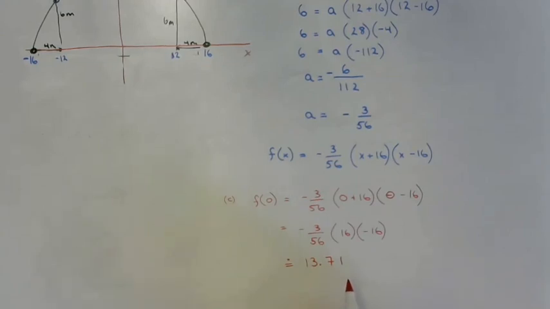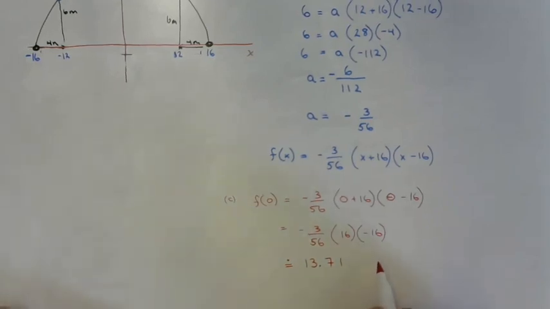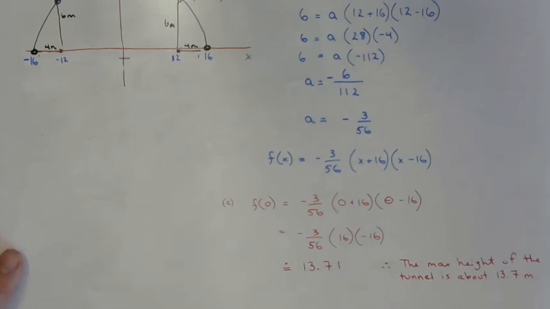Should get approximately 13.71, which means, therefore, the max height of the tunnel is about 13.7 meters. Max height of the tunnel is about 13.7 meters.